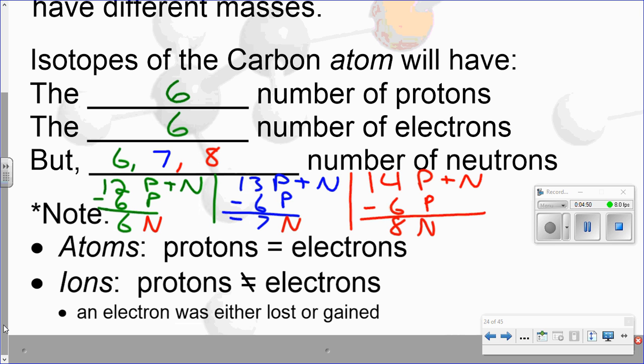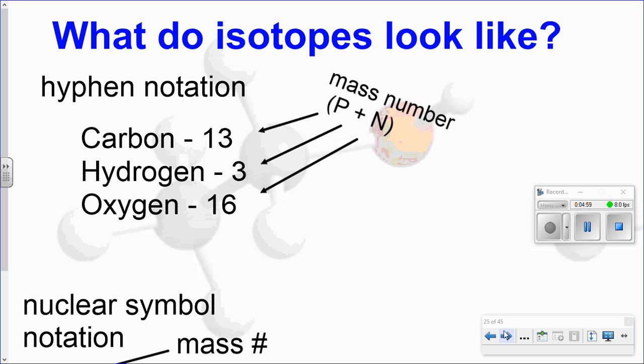So my point is that in ions, protons do not equal electrons. So just be careful. Protons do not equal electrons. More on that later.